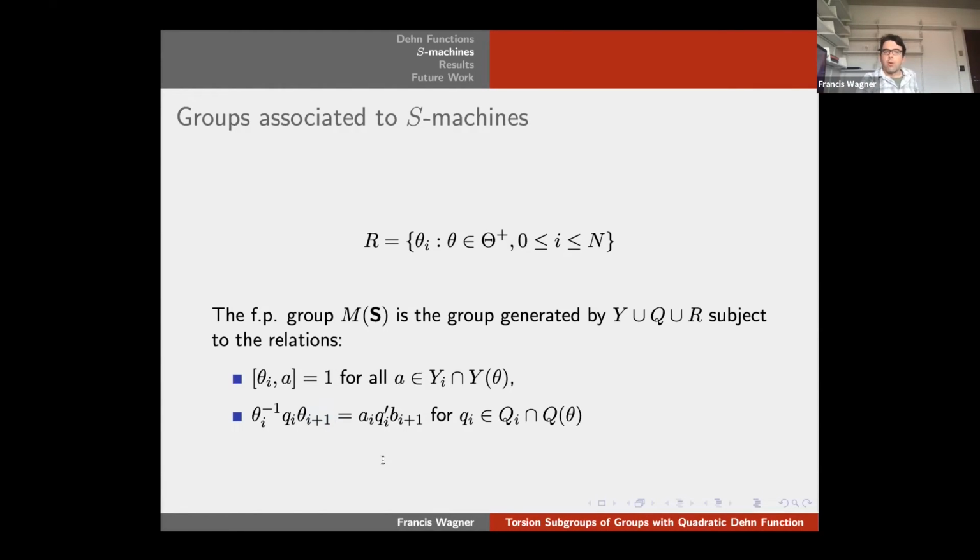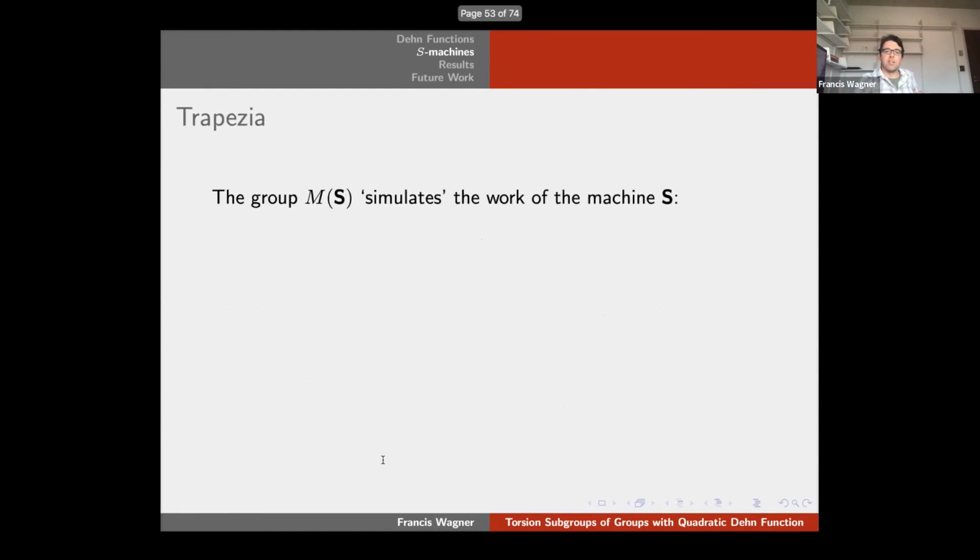Okay. Now, of course, what was the point of changing this index? It's so that we enforce the correct order upon the letters so that things actually are a configuration at the end. Okay. So why is this a group associated to the S machine at all? Well, because it simulates the work of the S machine.